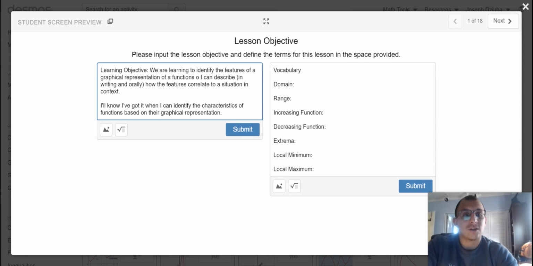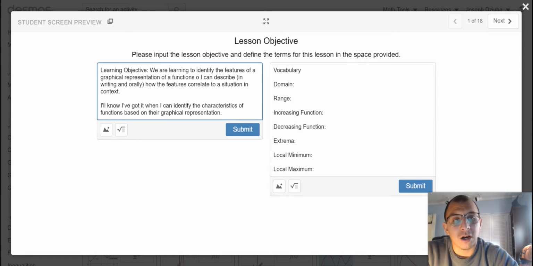All right, welcome back to our exploration on functions, where we will be spending some time combing through graphical representations of them and identifying their features and attributes. Today, we're going to be learning to identify the features of a graphical representation of a function, so I can describe in writing and orally how the features correlate to a situation in context. I'll know I've got it when I can identify the characteristics of functions based on their graphical representation.